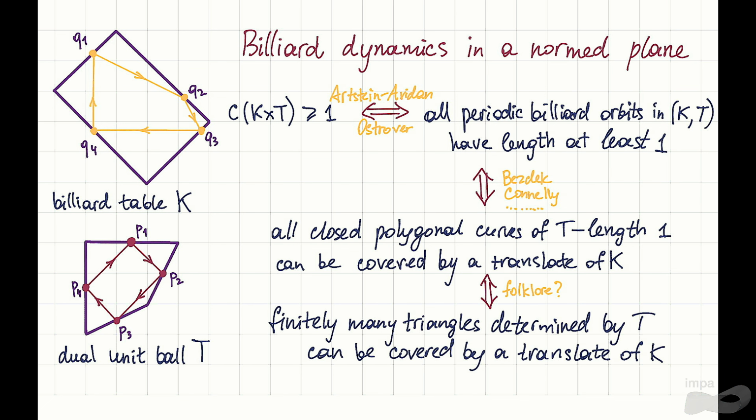And then there is a statement which is, in a sense, the main statement of this talk. There is another reduction to make this problem much simpler, much more approachable by a computer algorithm, finite in a sense. So instead of looking at all closed curves of length 1, you can only look at certain distinguished curves which will have length 1. They all will be just triangles, and they will be determined in a specific way, which I will explain, by your dual unit ball T. And then you have finitely many shapes. You check that all those finitely many shapes can be covered by a translate of K. And then you know that the capacity is at least 1. So the original notion of symplectic capacity, which is notoriously hard to compute, in this particular case can be reduced to something very elementary.